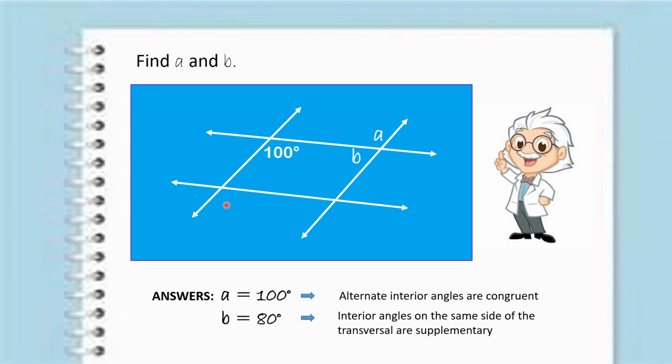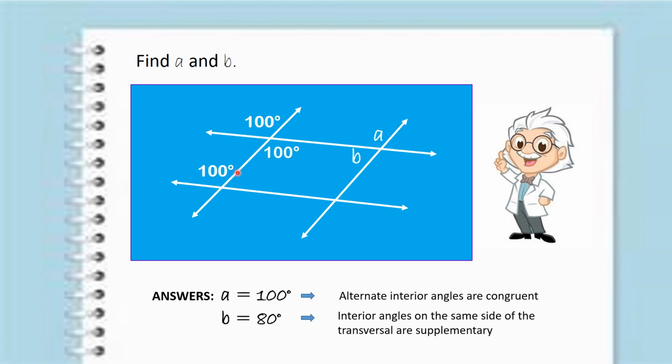Is it possible that we can determine the measure of all the angles here? Is it? Yes, by just remembering all the angle pairs that we have learned. So, shall we start? This angle here measures 100 degrees. Why? Since these two angles are vertical angles, and know that vertical angles are always congruent.